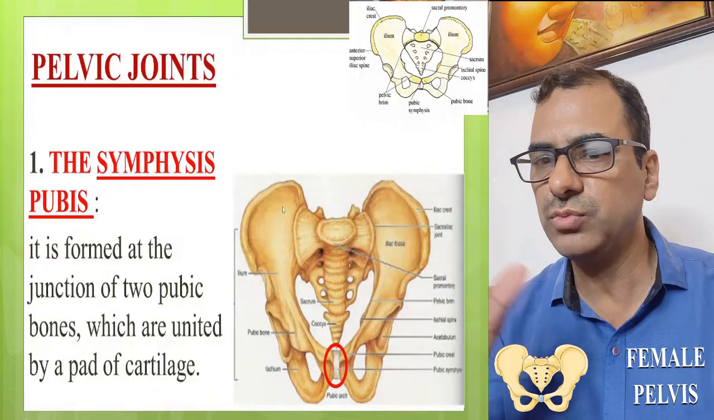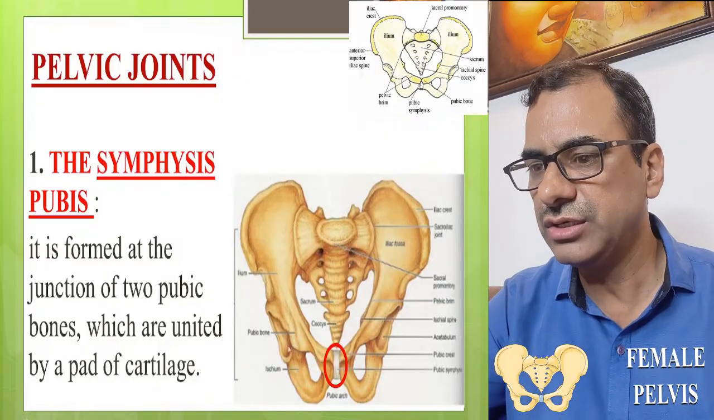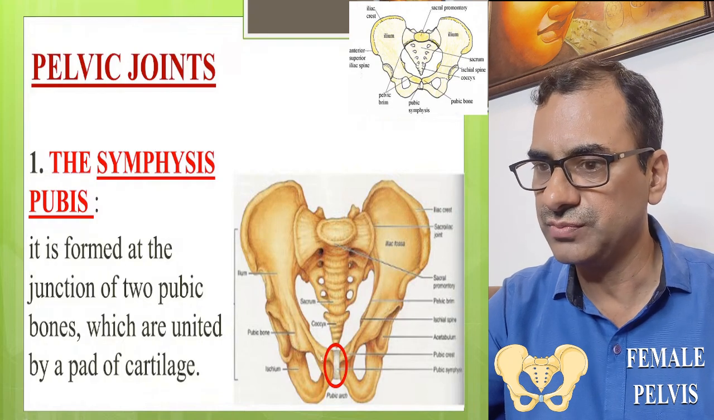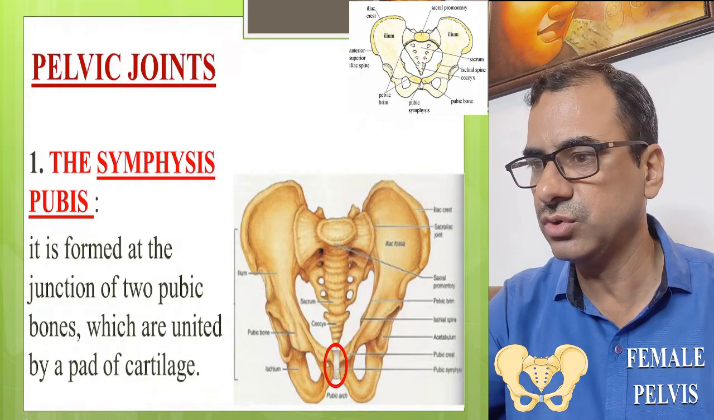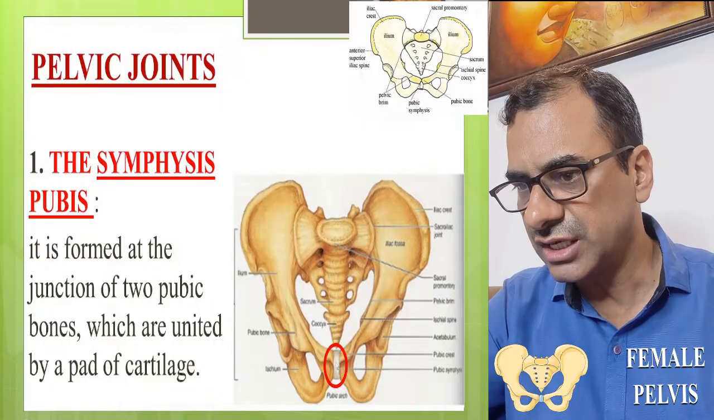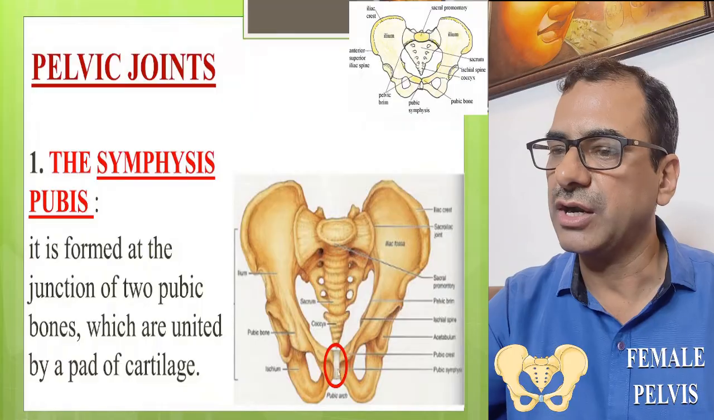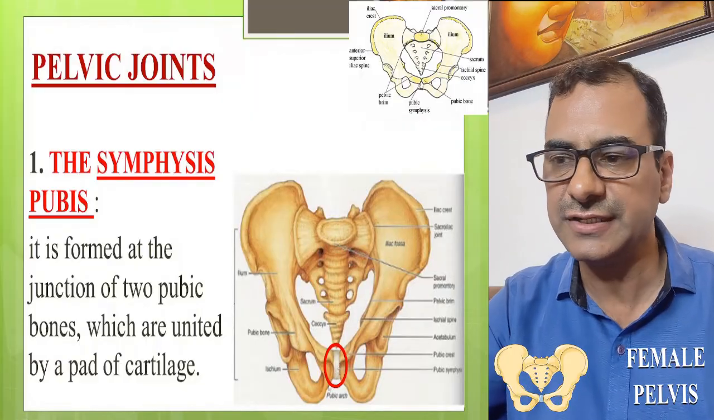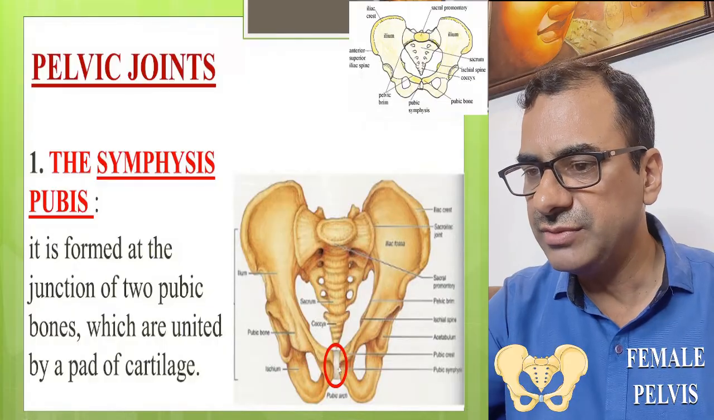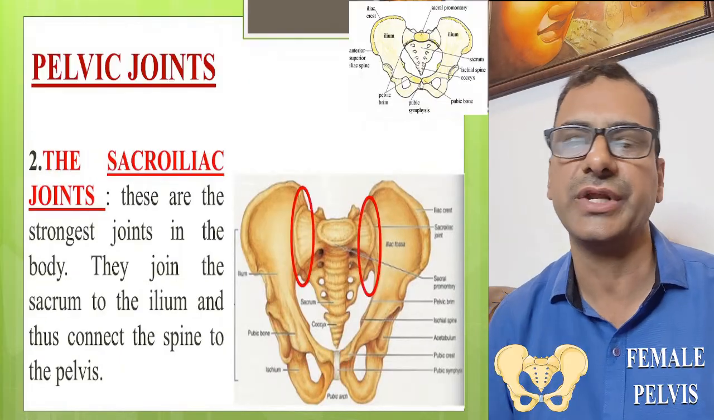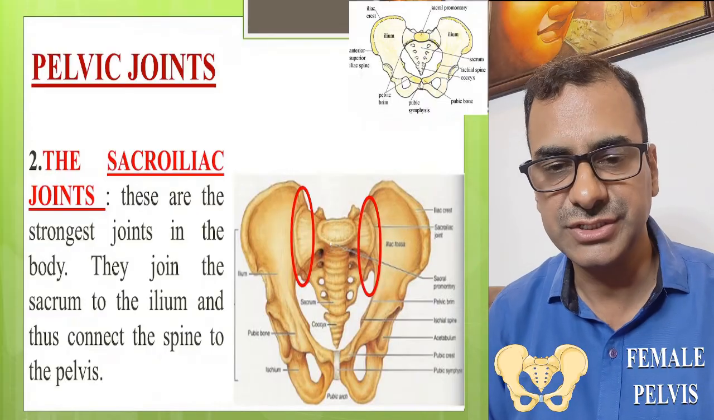The symphysis pubis is the joint formed by the junction of two pubic bones. So this is one hip bone, and this is the second hip bone. These are the pubic parts of these hip bones. When both pubic bones attach to each other with a fibroelastic cartilage in between, this joint is known as the symphysis pubis.